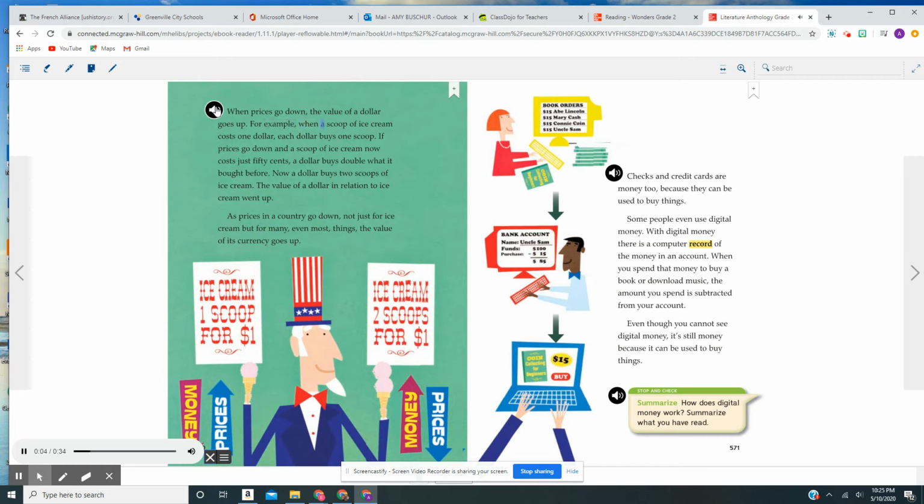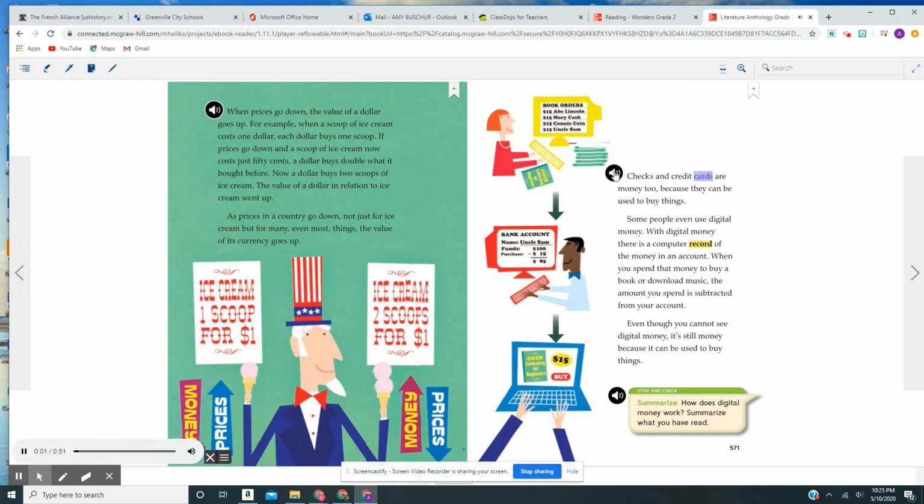For example, when a scoop of ice cream costs $1, each dollar buys one scoop. If prices go down and a scoop of ice cream now costs just 50 cents, a dollar buys double what it bought before. Now a dollar buys 2 scoops of ice cream. The value of a dollar in relation to ice cream went up. As prices in a country go down, not just for ice cream but for many, even most things, the value of its currency goes up.